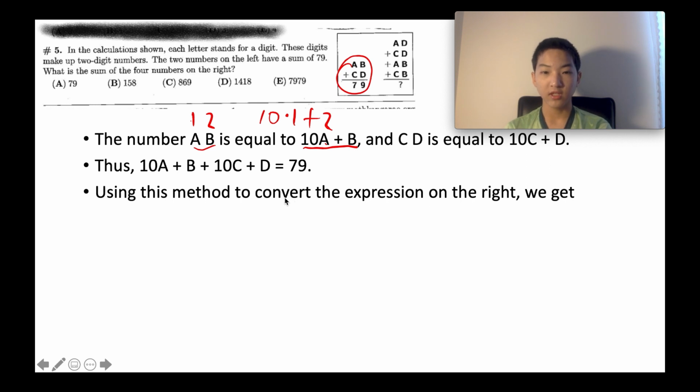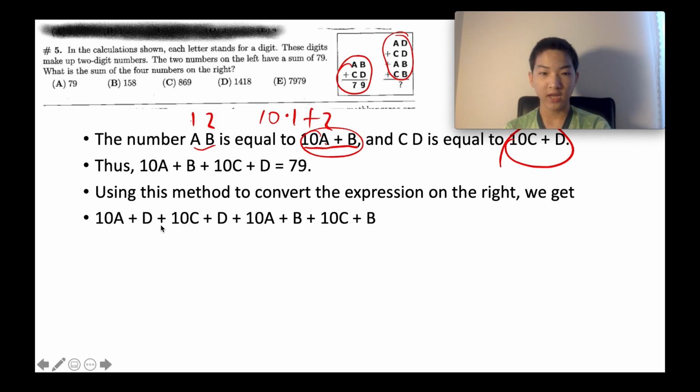So using this method to convert this expression on the right, which would be this expression here, and this method refers to writing it out using 10A plus B or 10C plus D, we get 10A plus D plus 10C plus D plus 10A plus B plus 10C plus B. So remember, for each of the tens digits, we just add a 10 in front, and then for the ones digit, we just add them. So we have this expression.